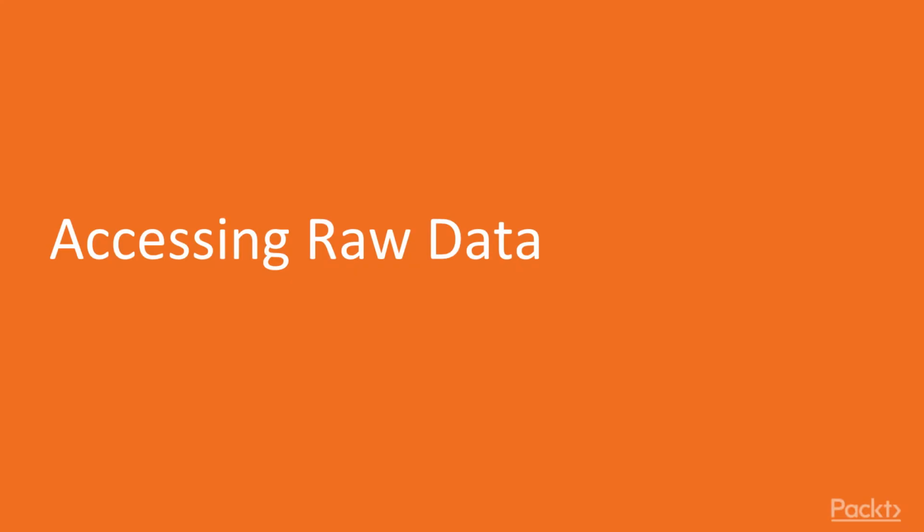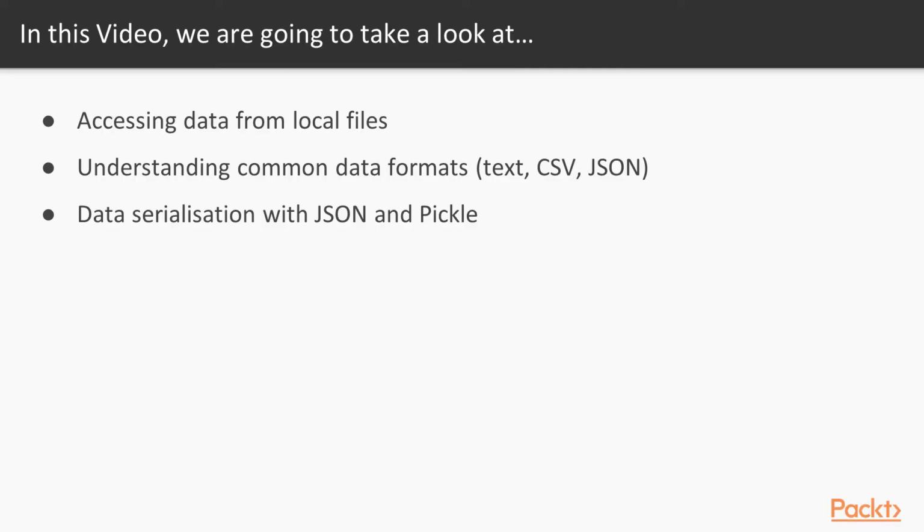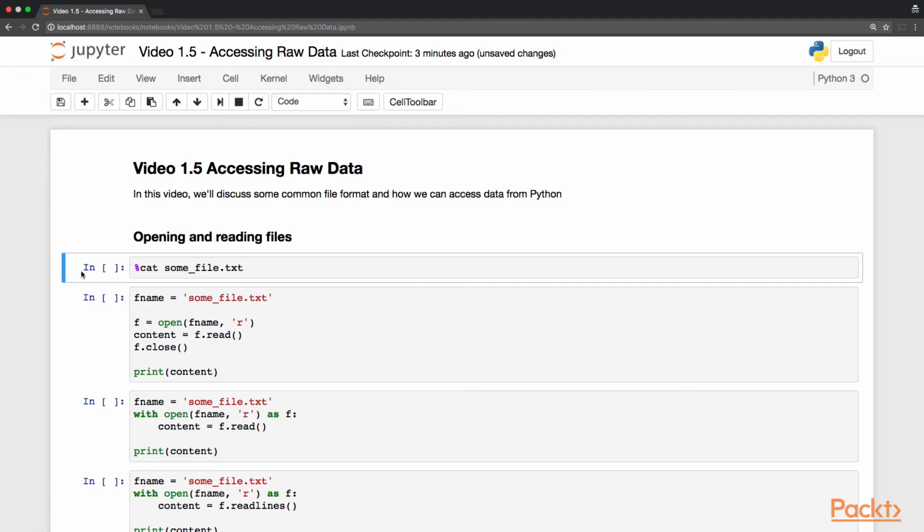Hi and welcome back. This video is about accessing raw data. In this video, we are going to use Python to access data from local files. We'll also discuss the structure of some common file formats and how to read them from Python. We start the discussion by opening and reading files.